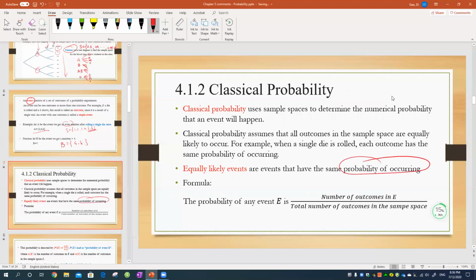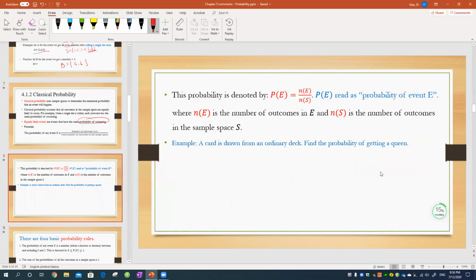And then the formula for classical probability is: the probability of any event E is the number of outcomes in this event E divided by the total number of outcomes in the sample space. It's denoted by probability of event E, so P(E). This is the stat notation. And then we use the number of outcomes in E divided by the number of outcomes in the sample space. So this is very important, classical probability.